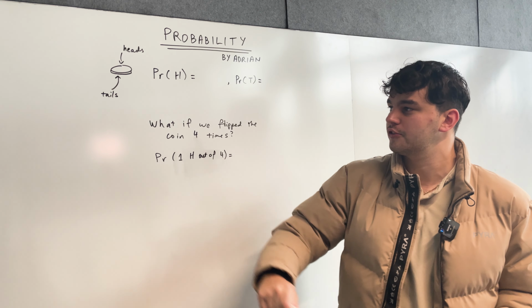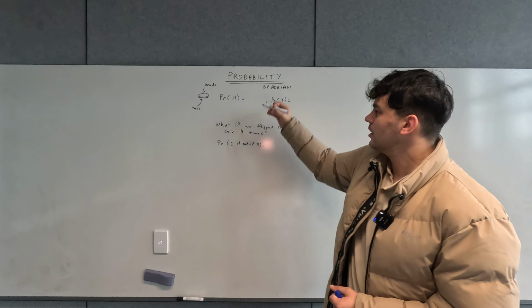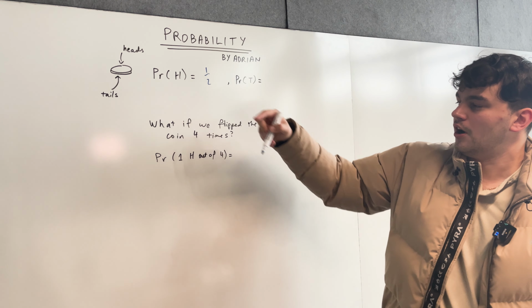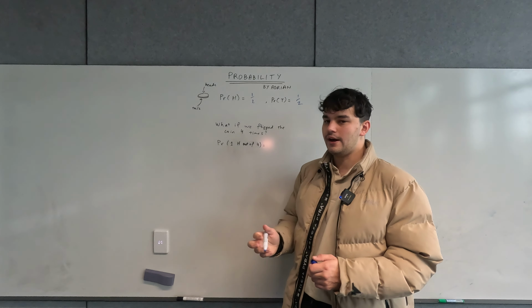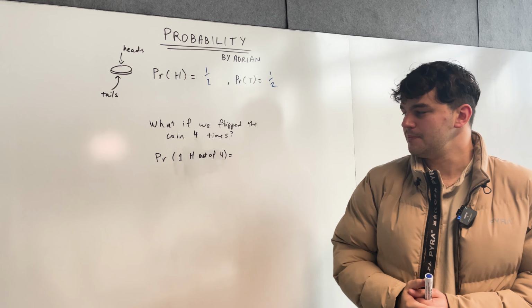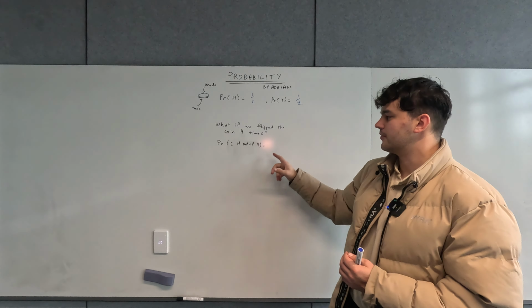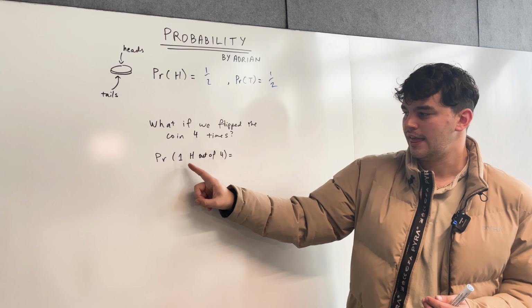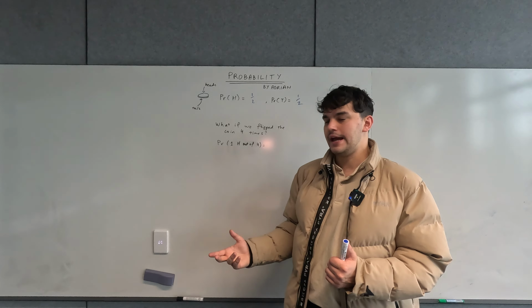We've got heads and tails as our two possible outcomes, and we know that these are equal probability. So the probability of flipping a head is 1/2. The probability of flipping a tail is also 1/2. Now, what if we flip the coin, let's say 4 times? What's the probability that out of those 4 flips, only one of them is going to be a head?